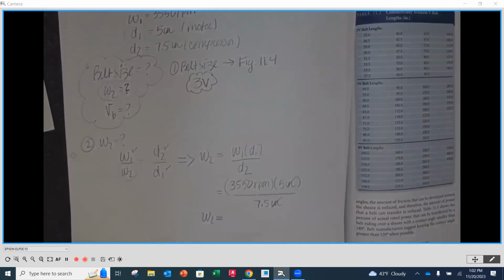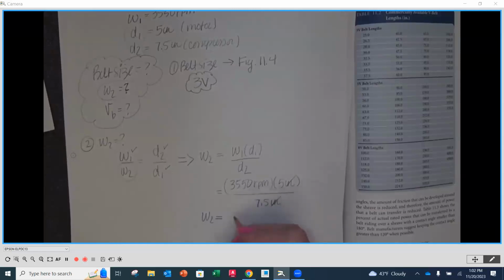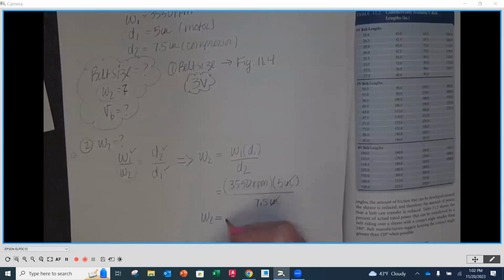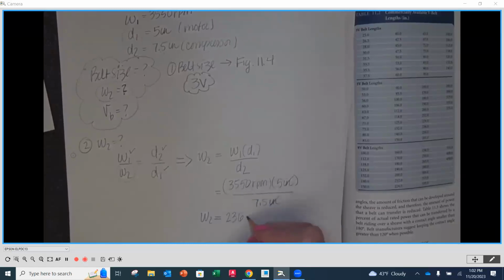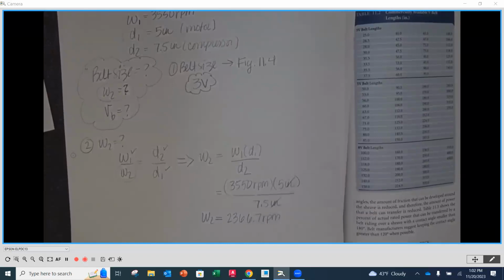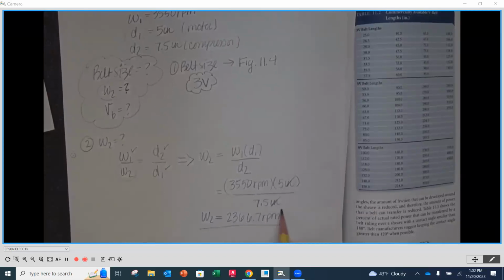What did you get for W2? And it's in RPMs, right? So this would be your answer for W2. Okay, so we've got two of them done.